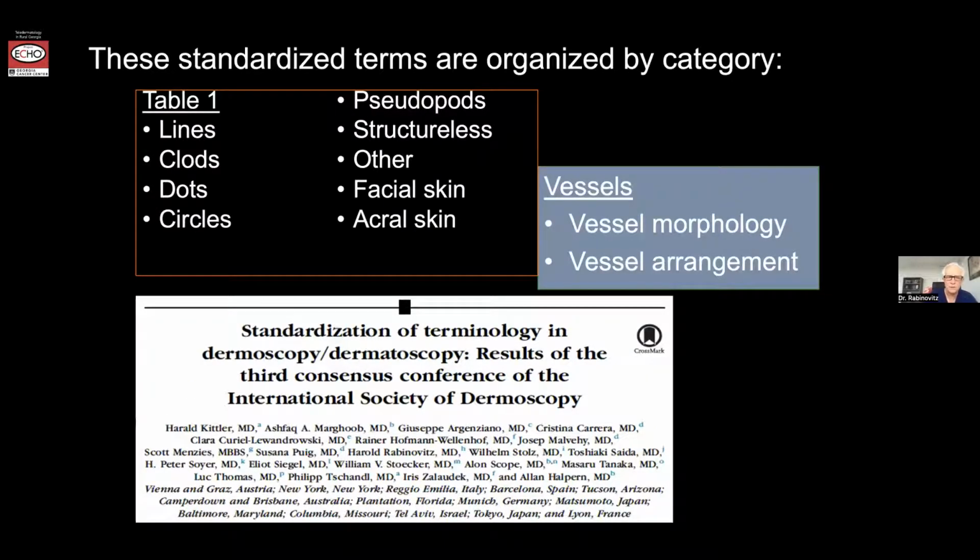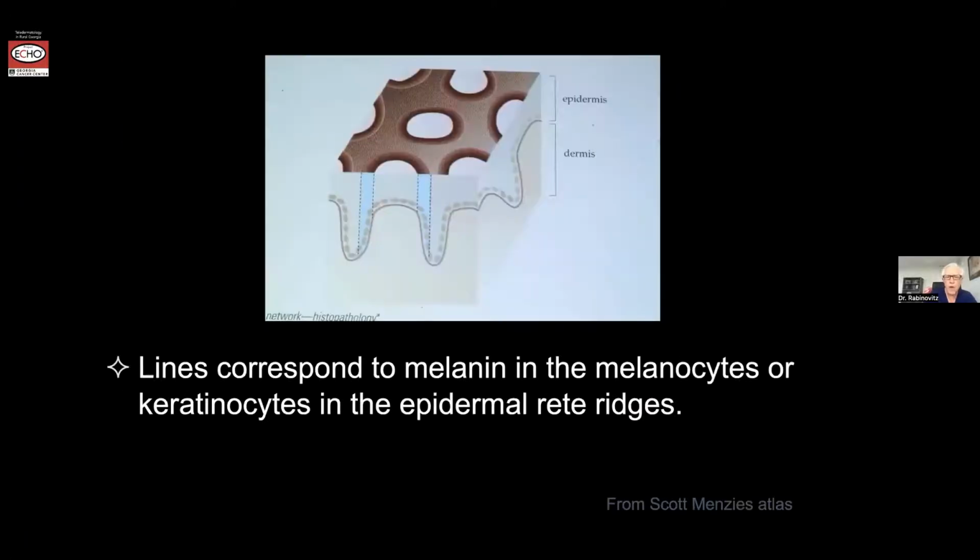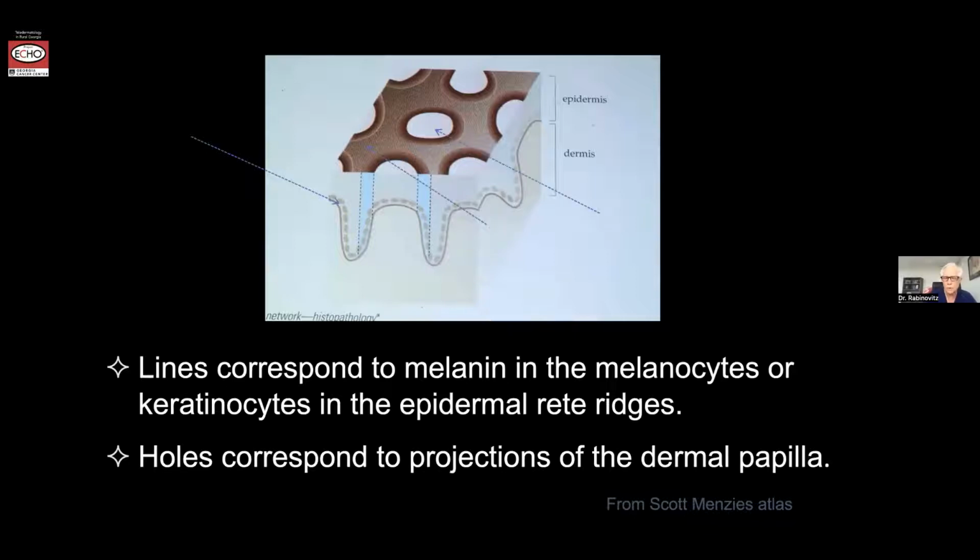And we're going to go through these. The first are lines. And when we see lines, it refers to the metaphoric, a pigmented network. The descriptive are reticular lines. And a pigmented network is a grid-like pattern consisting of interconnecting pigmented lines surrounding hypopigmented holes, and it's seen in melanocytic lesions. The lines correspond to the melanin in the melanocytes or keratinocytes in the epidermal rete ridges, and the holes correspond to the dermal papilla.